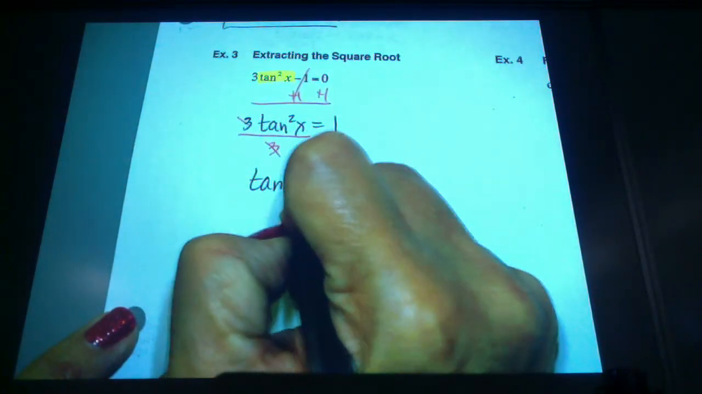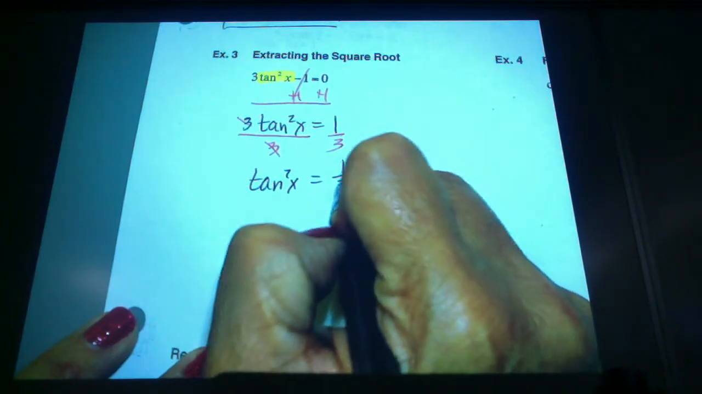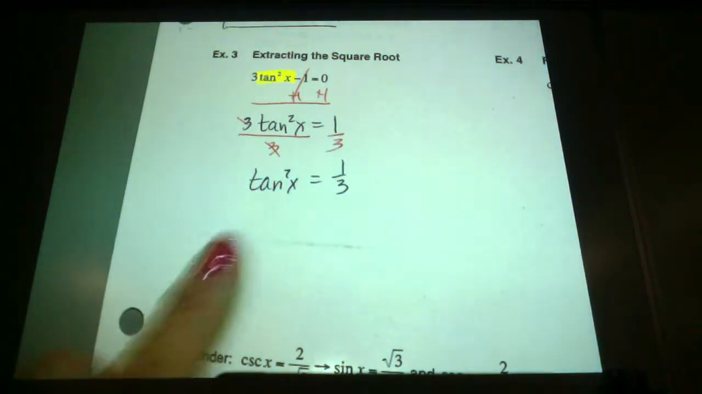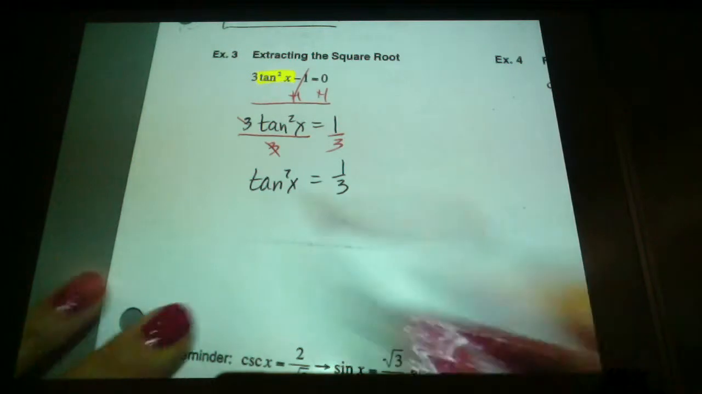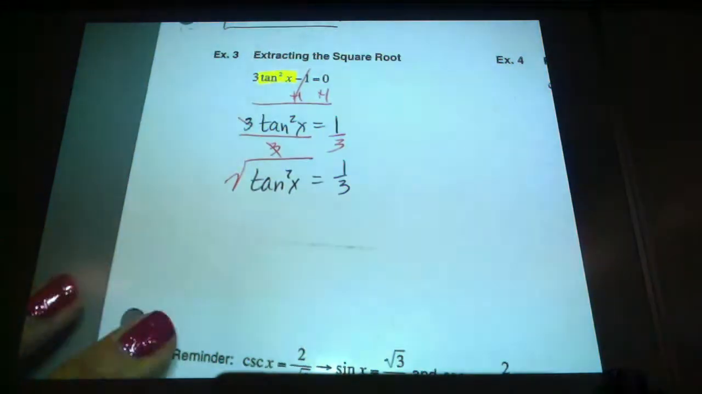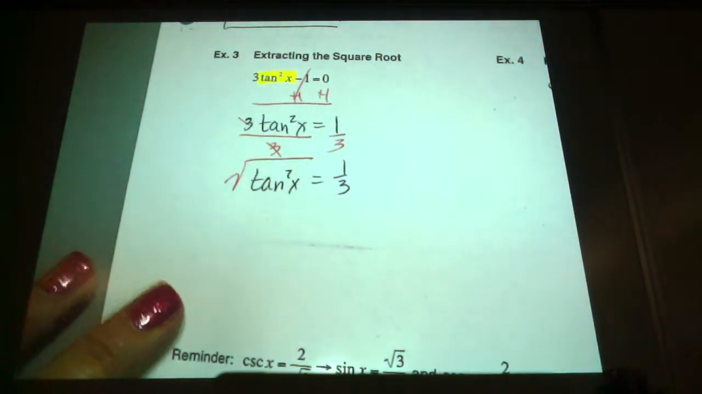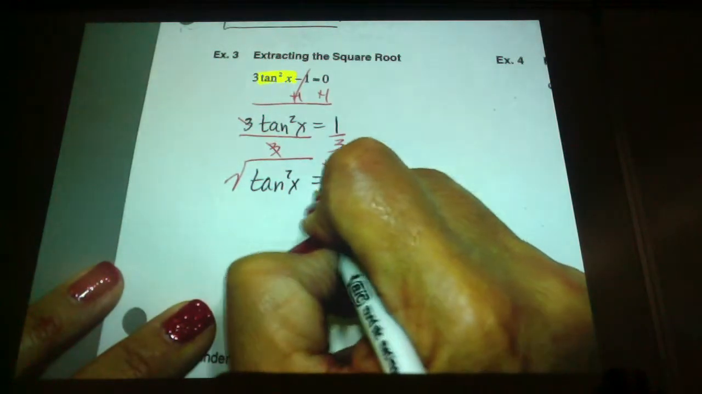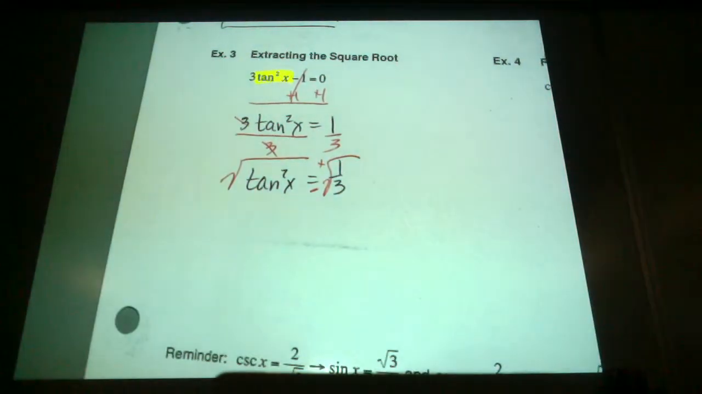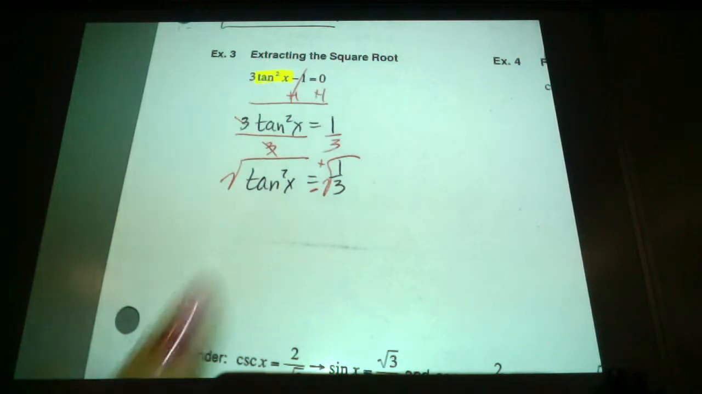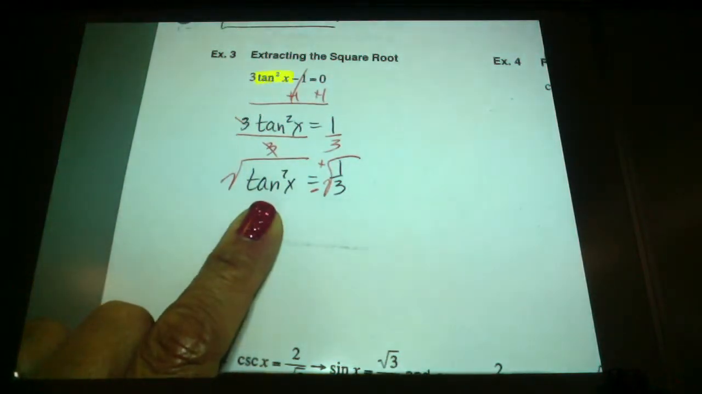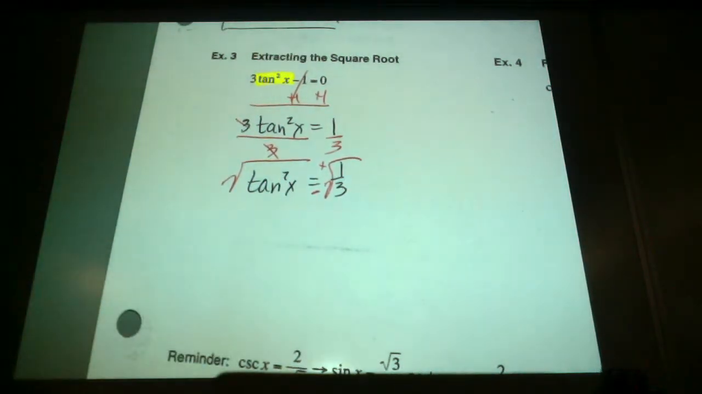Tan squared x equals 1/3. To solve for just plain tan of x, we have to take the square root of both sides. But remember, when we take the square root of both sides, don't we have to do plus or minus? Because if the value of this tangent function is negative, if I square it, it's going to be positive, right? Technically, the square root of 16 is plus or minus 4. So we're doing the same thing with the trig function.